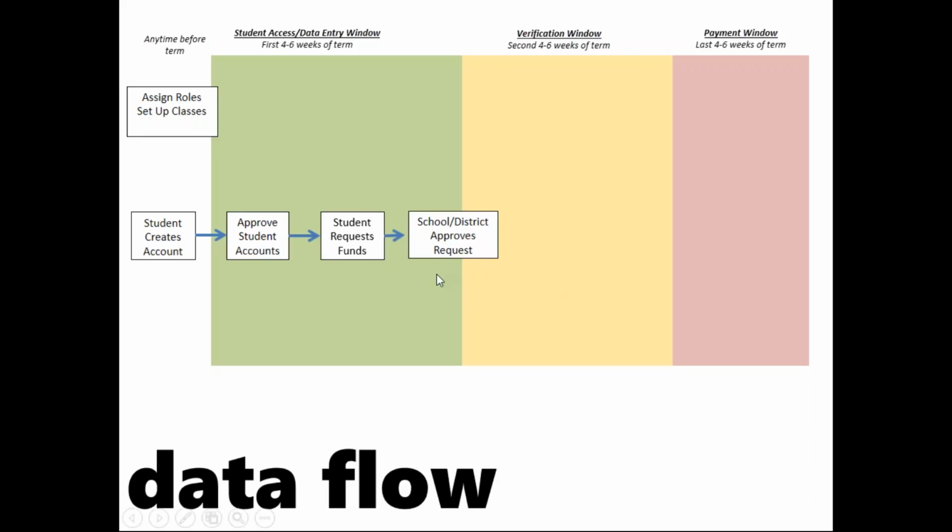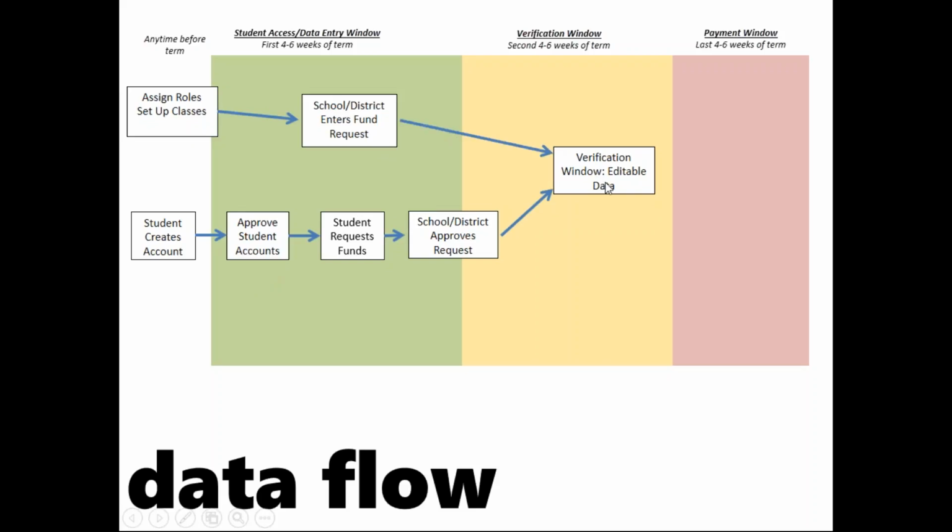And then those requests need to be approved by the school district, again, during the first 4 to 6 weeks of the term. As soon as it's approved, this goes into the verification window for colleges and universities and other course providers to approve the data. Now, there are some school districts who choose not to have students create their accounts, so they're essentially skipping these first 2 steps. If that's the case in your school district, then after you assign the roles and set up the classes, you'll simply enter the funding requests, and those requests will go directly into the editable database.